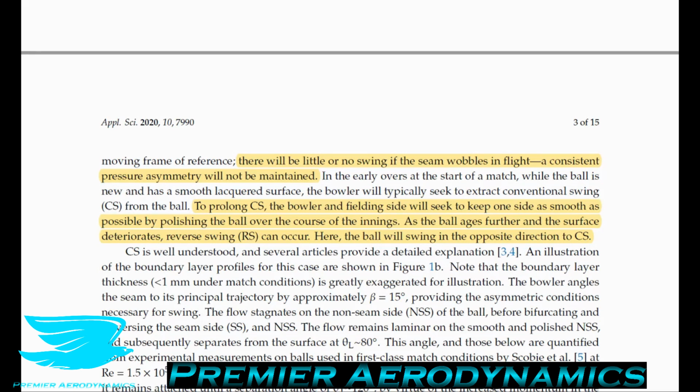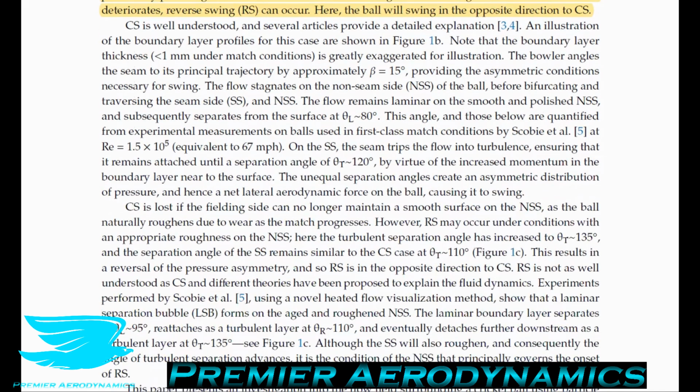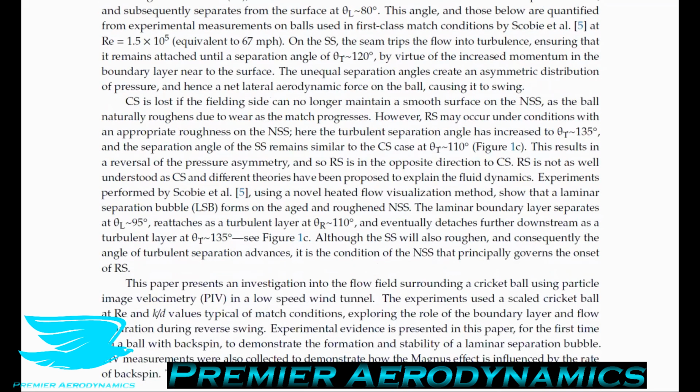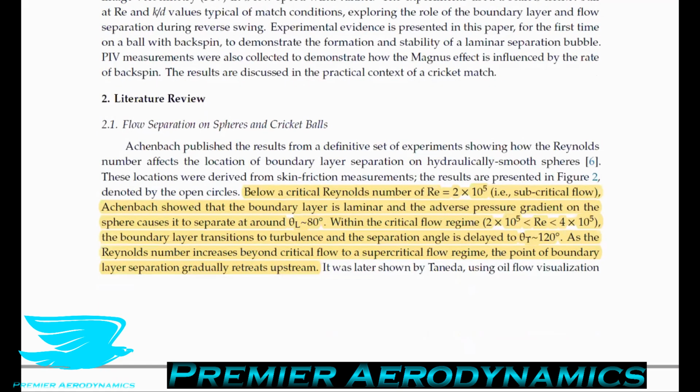But eventually, they say as the ball ages, the surface deteriorates and the reverse swing occurs. Here, the ball will swing in the opposite direction to the conventional swing because it's just roughing out the surface and you're getting a turbulent boundary layer and LSB forming, and then the flow separates at a greater angle further downstream, and then you have a different overall force occurring.